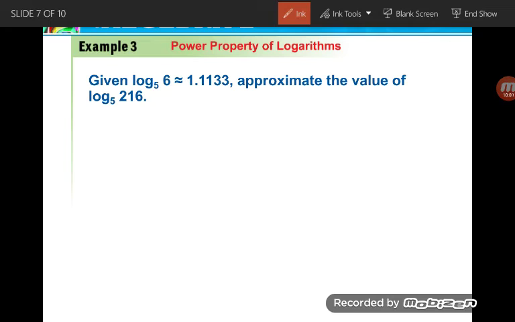We have: if log 6 for base 5 is equal to 1.1133, find the value of log 216 for base 5. How can we evaluate this log without using a calculator? Step number 1, you have to factorize 216. You can easily find it is 6 times 6 times 6, which is 6 cubed.